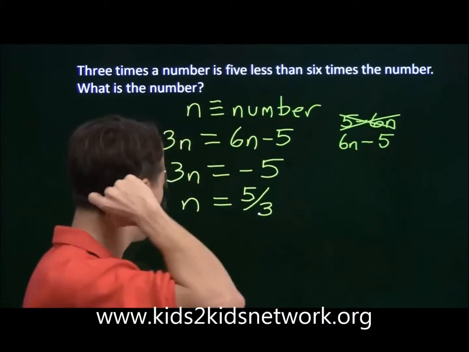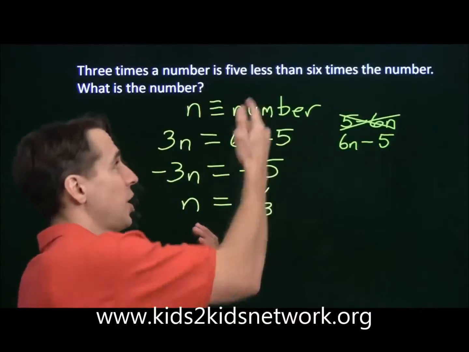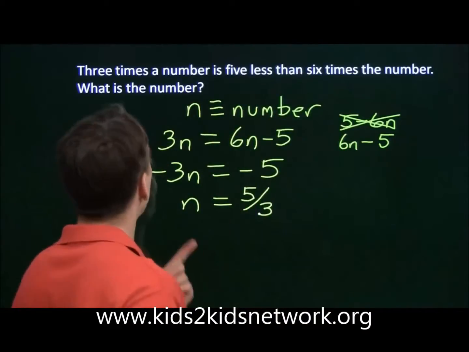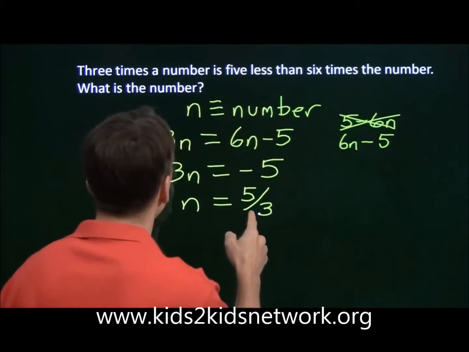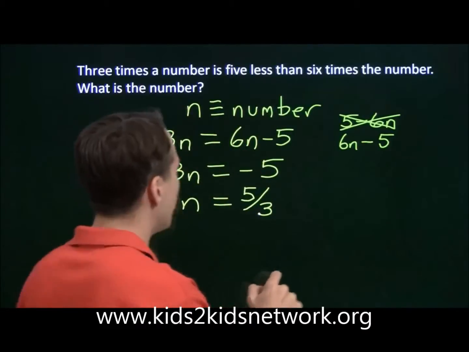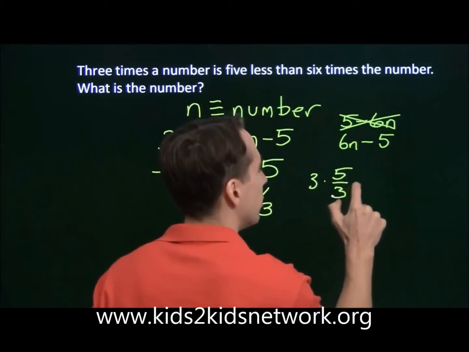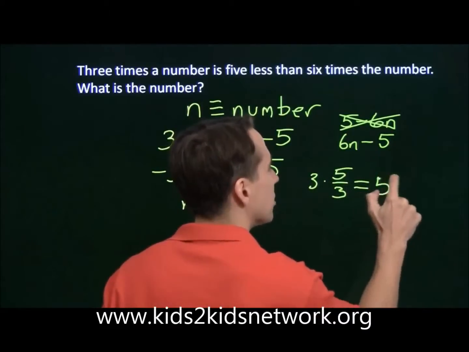Now, that's kind of a weird answer. So we're going to go back and check it. It's one of the nice things. Always at the end of your word problem, you can go back and put the number back in the problem and check it. So I'm going to take 5/3 and put it in here. 3 times 5/3. 3 times 5/3. Of course, the 3's cancel, and that leaves us 5.